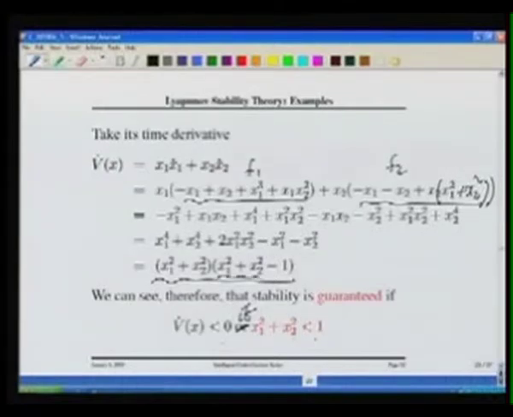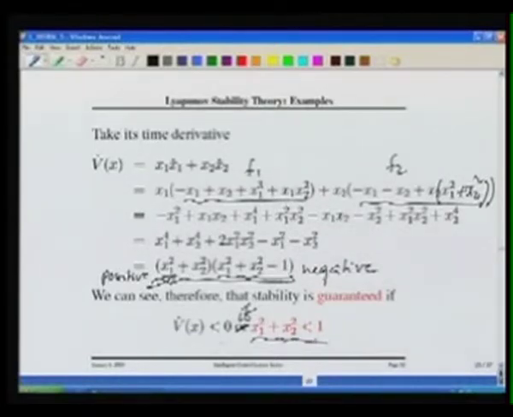That means this quantity is negative. This quantity you can always say is positive. So, this will become negative definite if this becomes negative, and this becomes negative if x 1 square plus x 2 square is less than 1, and that is the condition for which the system is stable.